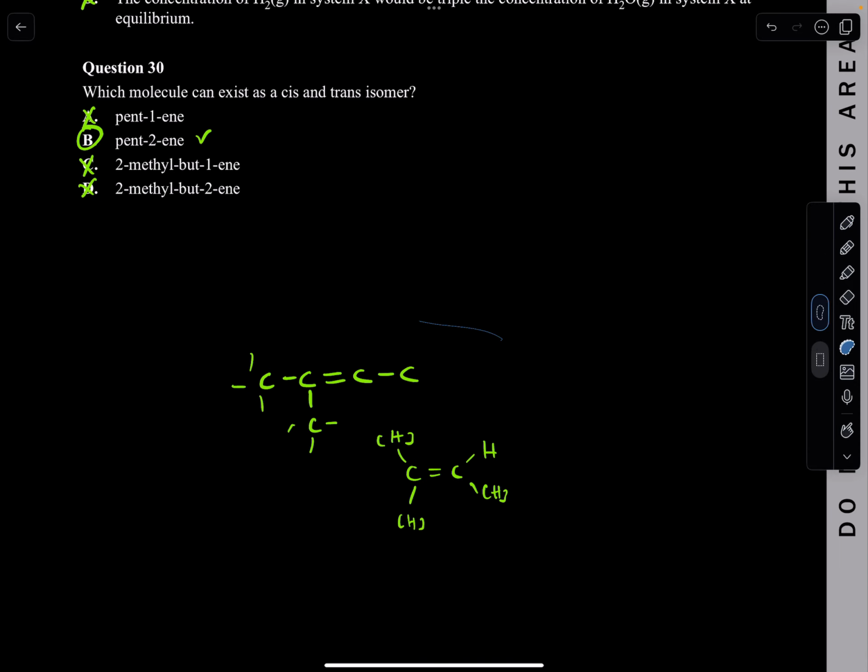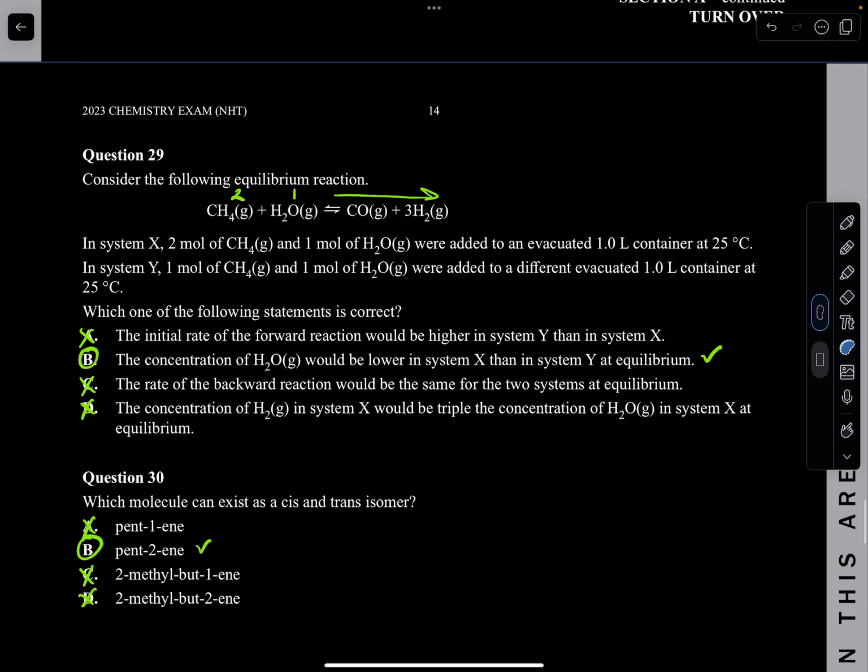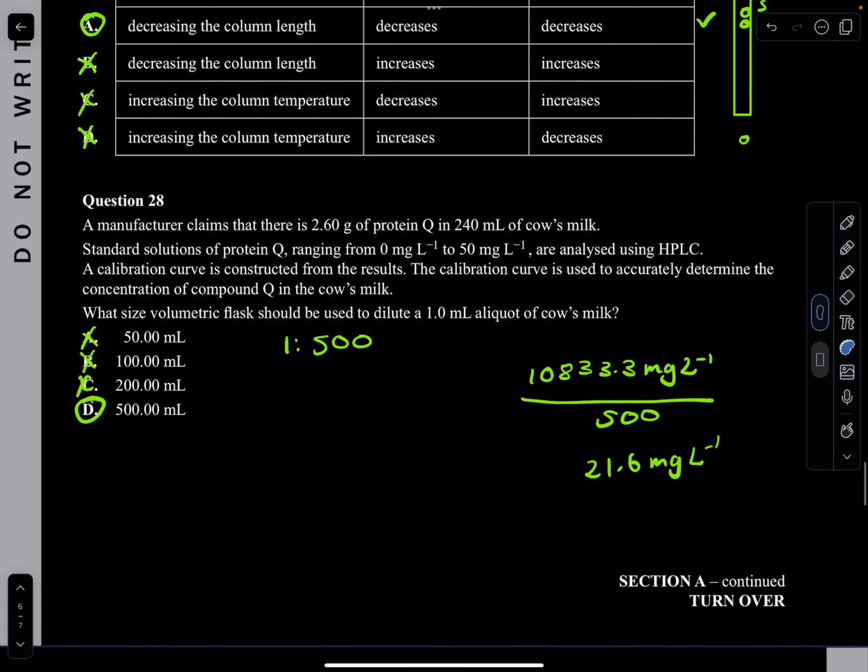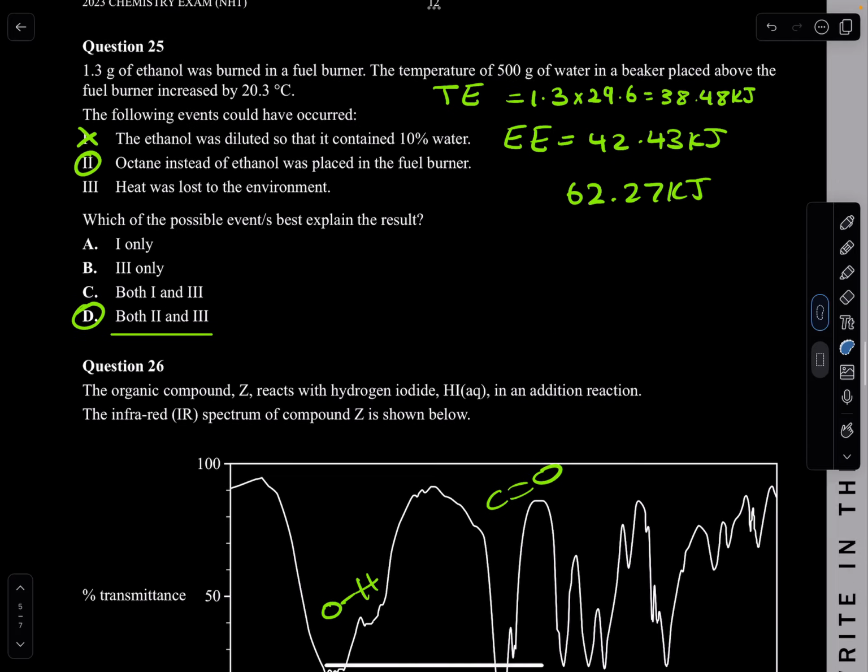Not actually bad multiple choice questions, I think. A little bit, this one's 29, I think a little bit would twist people's heads. But overall, I found it not too bad.